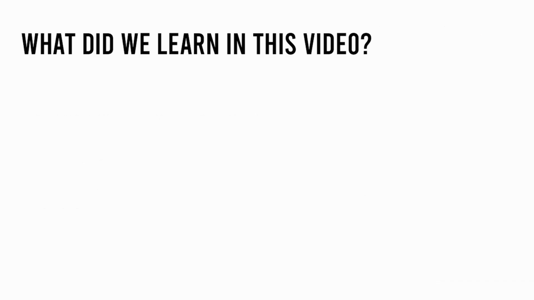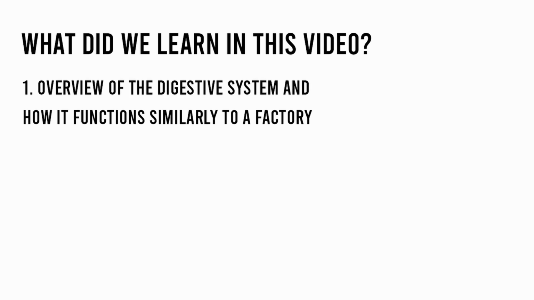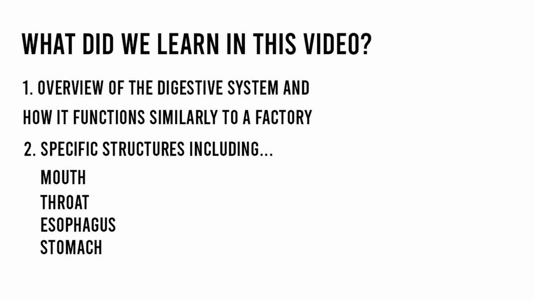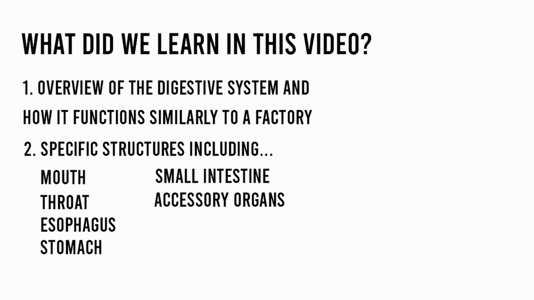So what did we learn in this video? Well, first, we covered a brief summary and an overview of how the digestive system functions similarly to a factory. We also learned about the various specific structures that compose the digestive system, including the mouth, the throat, the esophagus, the stomach, the small intestine, the accessory organs, and the large intestines, and how each one of these contribute to the overall system.